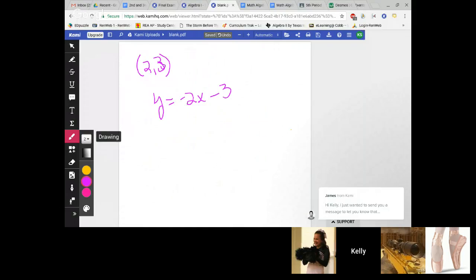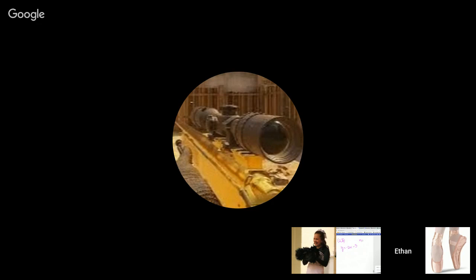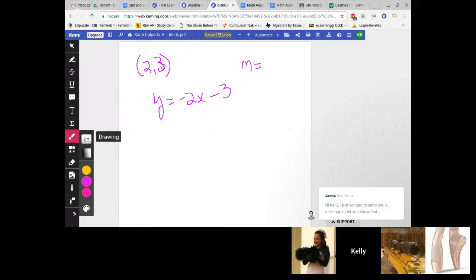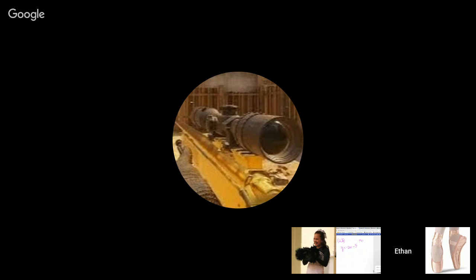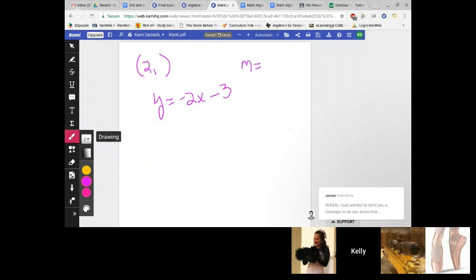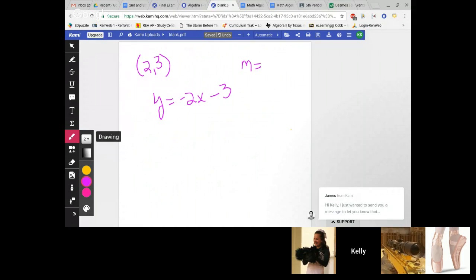Minus 3. Okay. So what you're going to want to do is there's going to be a line parallel and a line perpendicular. A parallel line has what? Parallel means it has the same slope. Parallel means the lines have the same slope. So Lily, what's the slope in this one? Y equals -2x minus 3. Yeah, what's the slope? -2. Okay, cool.